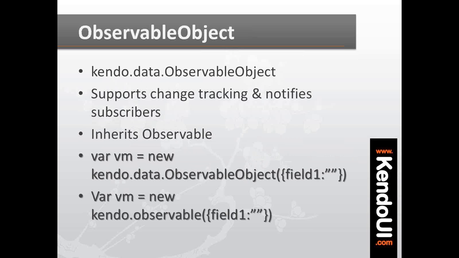So observable object, as I said, is kendo.data.ObservableObject. It supports change tracking and notifies subscribers. That is the important thing, supports change tracking. I'll show you code, what you need to do without MVVM, and then with MVVM what changes you get. This is how you use it. You just say new kendo.data.ObservableObject and then create your object. So field1 now becomes a property, and if somebody changes field1, a notification goes to anybody who is listening to that.